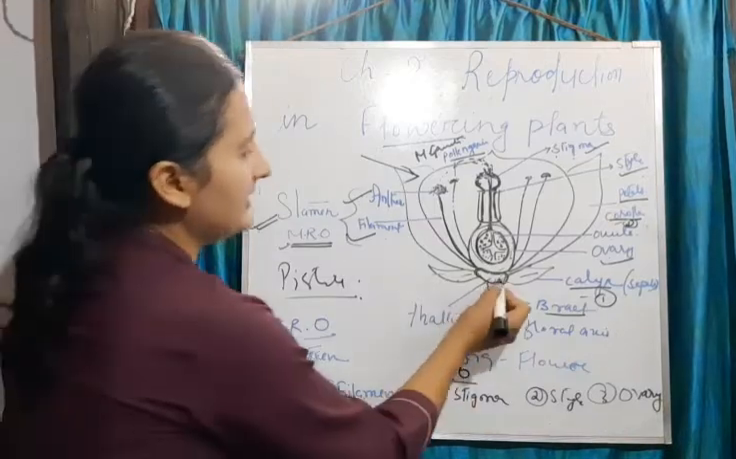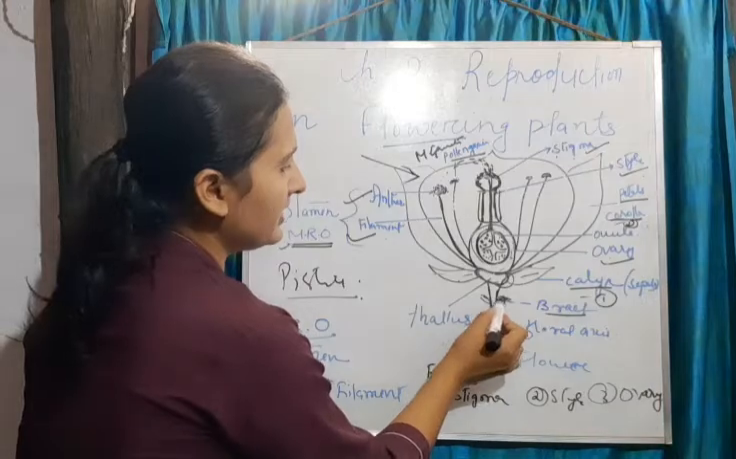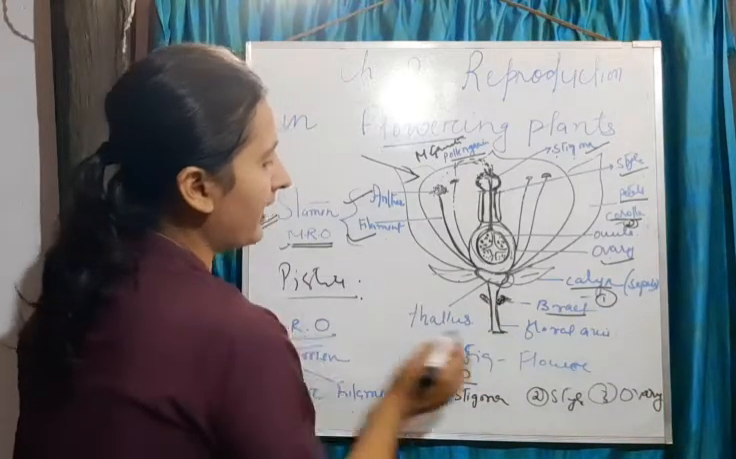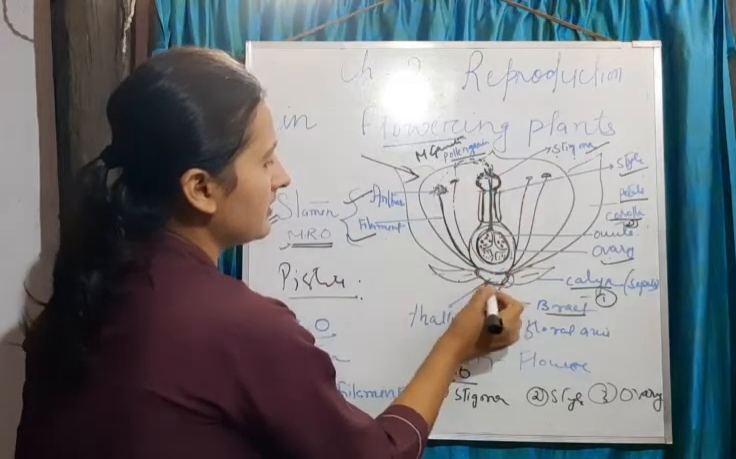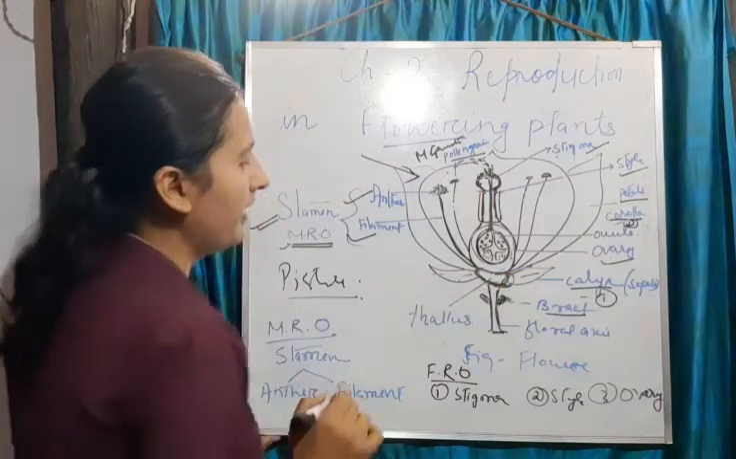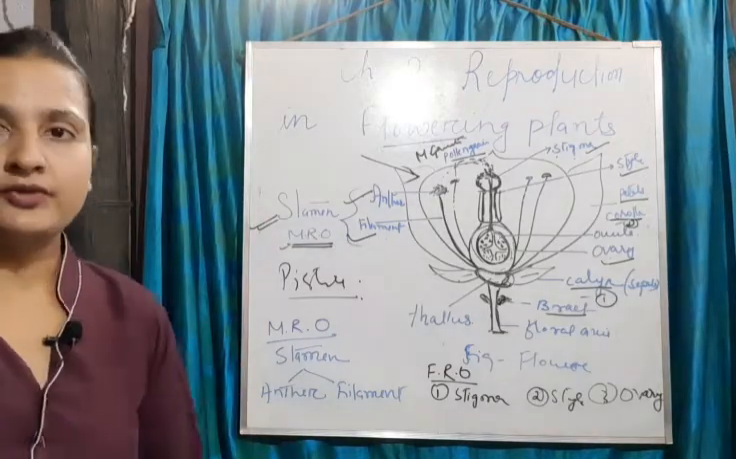All right. Then this fleshy structure is called your thalamus. This small leaf-like structure is called bract. This is called your floral axis, from where the whole flower arises. All right. So I hope that the structure of the flower is clear to you.